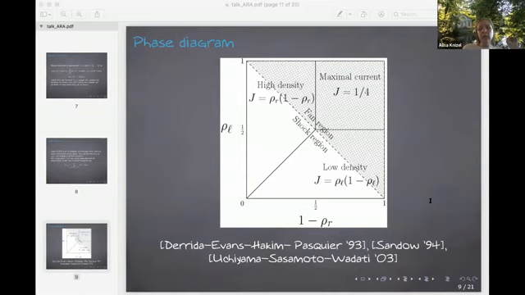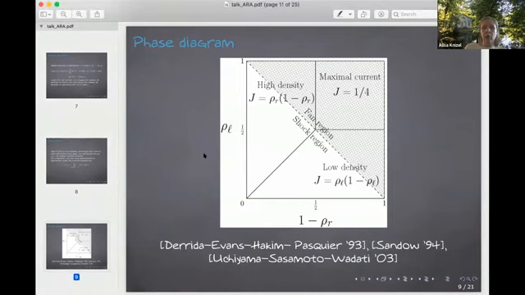Now the low density phase is when the left boundary creates particles relatively slowly, and the right boundary removes them fast, in such a way that they do not build up there. So this is the low density phase, and the high density phase is dual. It's like vice versa. You need to change the right and left compared to the low density phase. So this is the physical meaning of all these three phases.